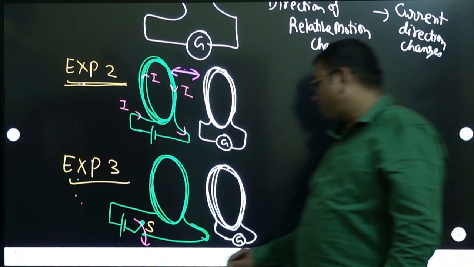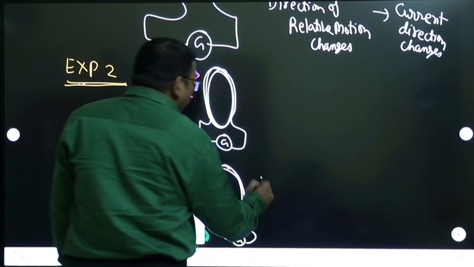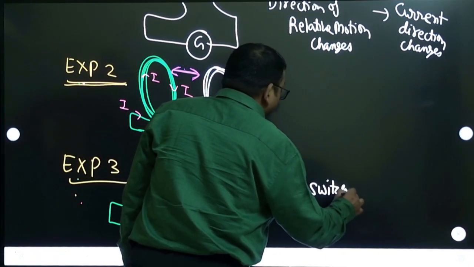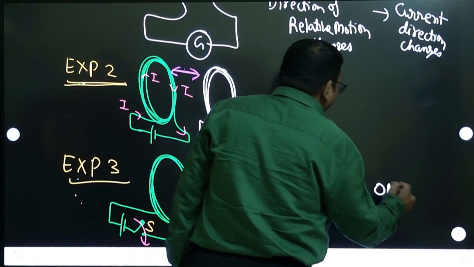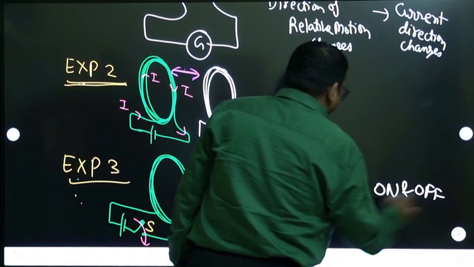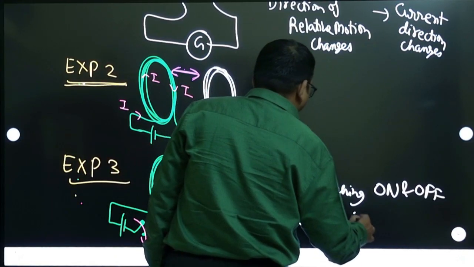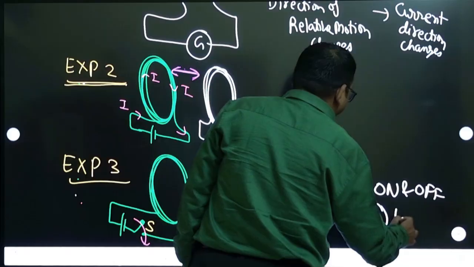Clear? Right. So during switching on and off, deflection happens. Deflection in galvanometer happens.